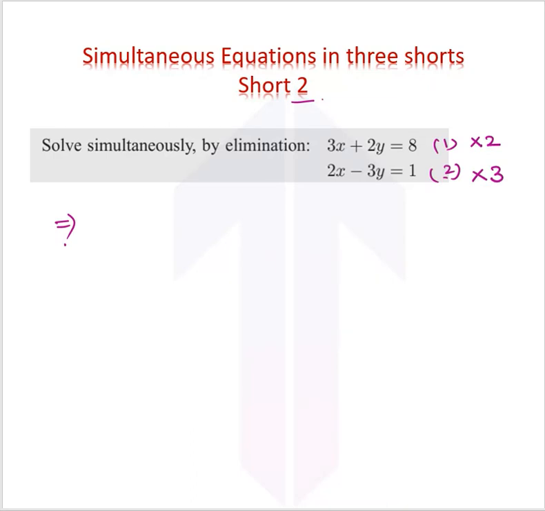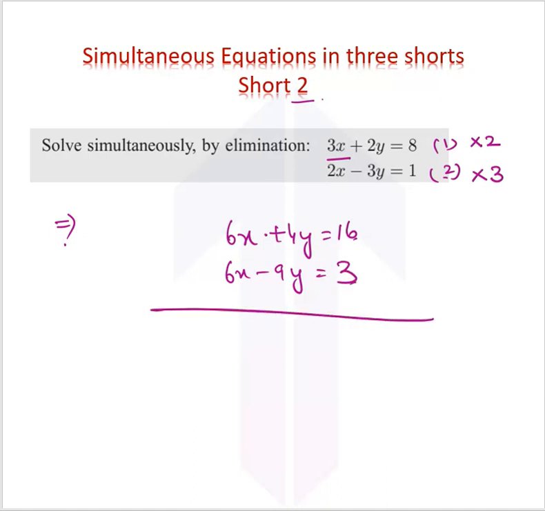That would help me make this 6x, but 2 will be multiplied with the entire equation, so we get 6x plus 4y is equal to 16 and 6x minus 9y is equal to 3. Now the coefficient of x is the same, so subtract and cancel. This would become minus minus plus, so 13y is equal to 16 minus 3, 13.